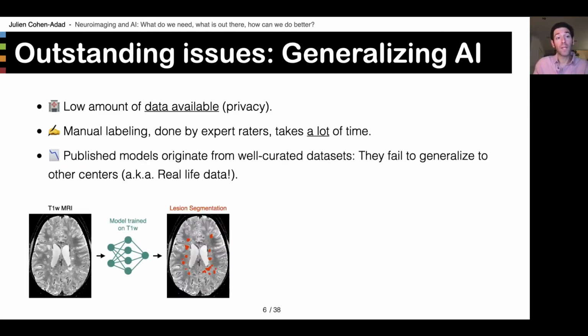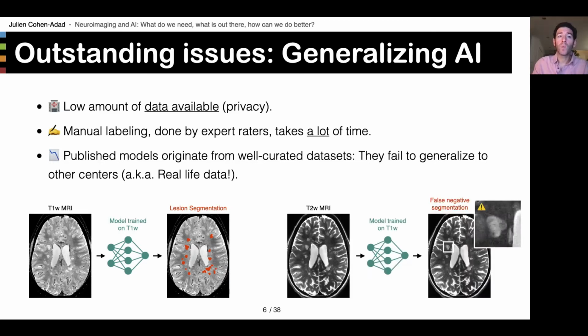Another problem is that when a model is trained and validated on a particular dataset from a hospital, here on a T1 weighted contrast, usually does not work as well when applied to datasets from other hospitals or other contrasts, which might use different parameters, different vendors, different scanners. Here is an example of a T2 weighted contrast where the model failed to detect this lesion.